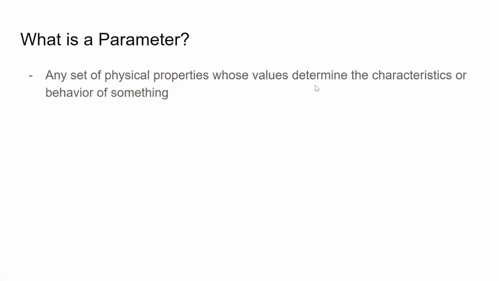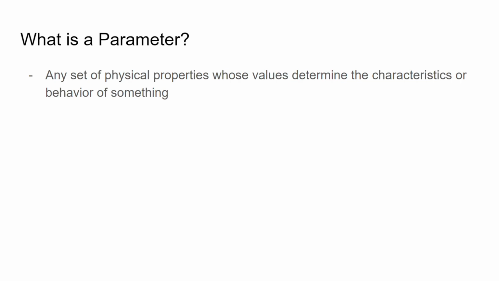Now you might be wondering, what is a parameter? A parameter is any set of physical properties whose values determine the characteristics or behaviors of something. Basically, it's a value that determines how something acts and what it looks like and all the other small things about it. And a physical property, I have a whole video on what physical properties are linked below, so if you do not know what a physical property is, watch that video linked below.